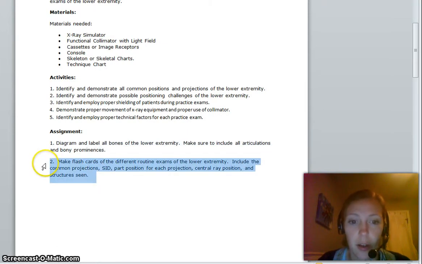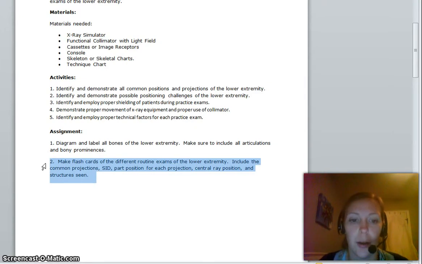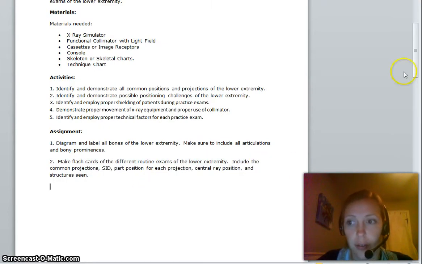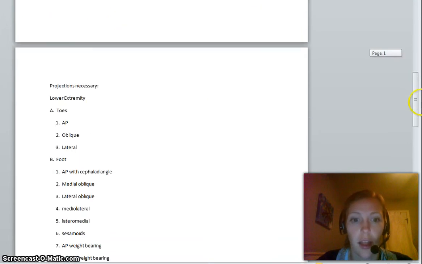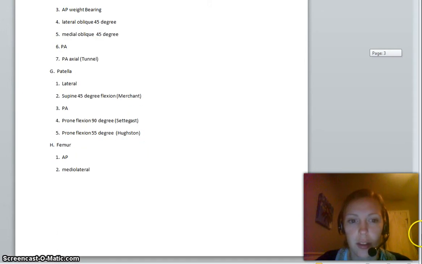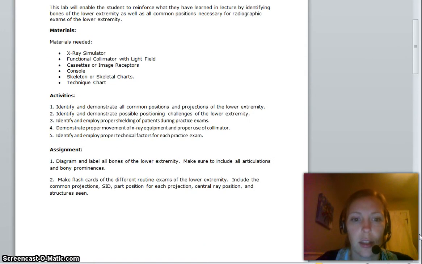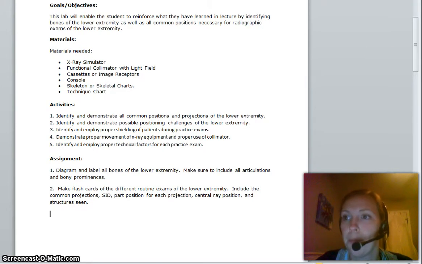And then secondly, flashcards. 5 flashcards. Please only 5. You can do more if you want to study them at home, but please only turn in 5. That's all I need. And you can choose any 5 of the list that's given here. So toes, foot, ankle, and you can scroll through all this all the way up to femur. So anything that you want, whatever you think is going to be the best for you to study.